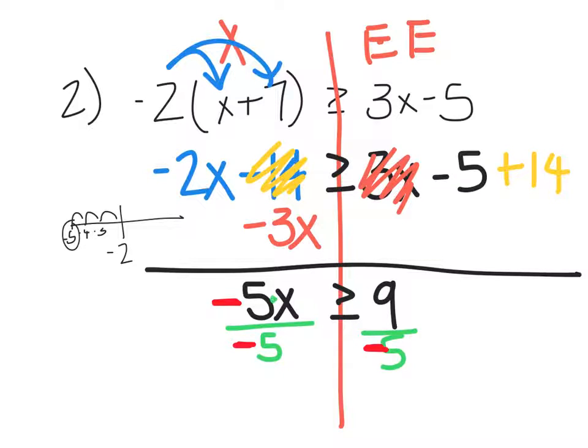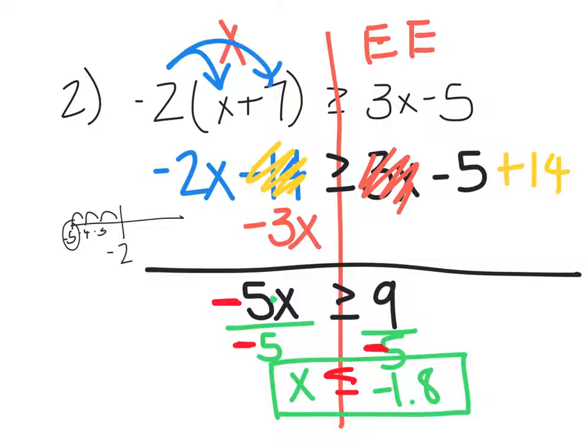Anytime I divide by a negative, my inequality sign must flip direction, so it is going to be a less than or equal to. So I am left with x on the left side is less than or equal to 9 divided by negative 5. That is a pretty decimal. It is negative 1.8, so you're welcome to write negative 1.8. So that would be my answer. X is less than or equal to negative 1.8.